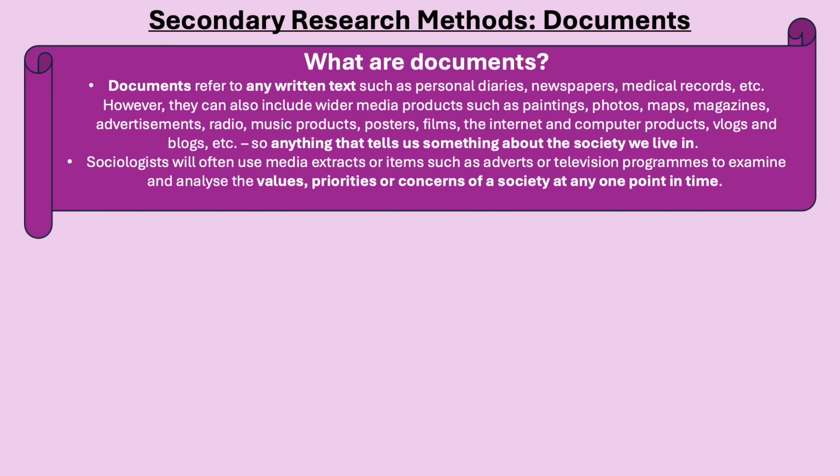Next, we have documents. What are documents? Documents refer to any written text such as personal diaries, newspapers, medical reports, etc. However, they can also include wider media products such as paintings, photos, maps, magazines, advertisements, radios, and so on. So basically, it's anything that tells us something about the society we live in. Sociologists will often use media extracts or items such as adverts or television programs to examine and analyse the values, priorities, or concerns of society at any point in time.